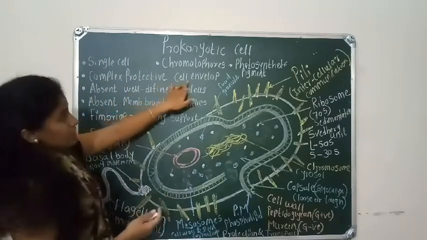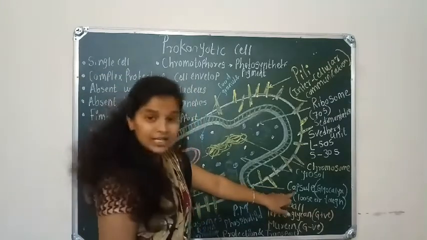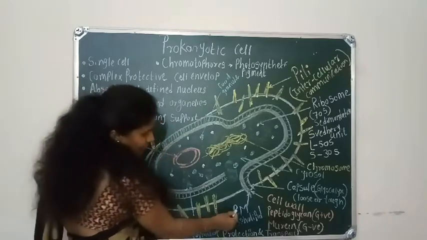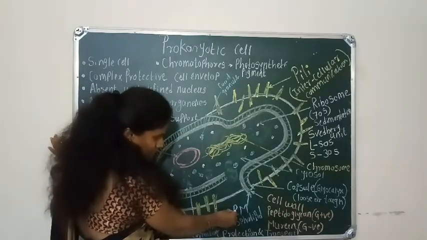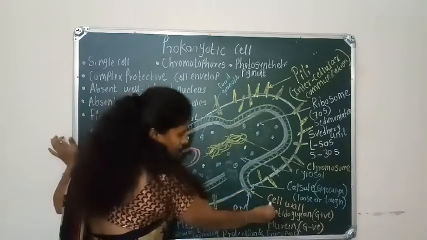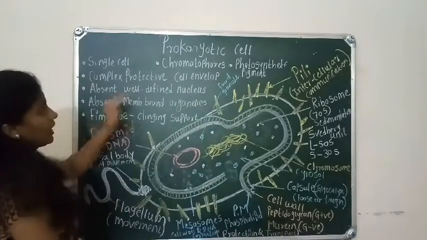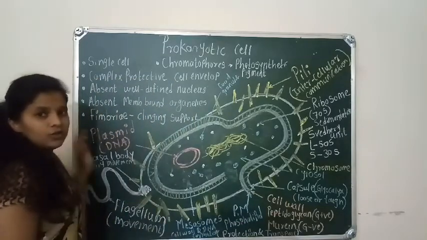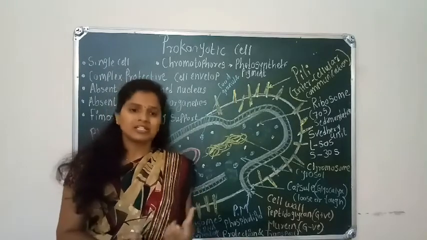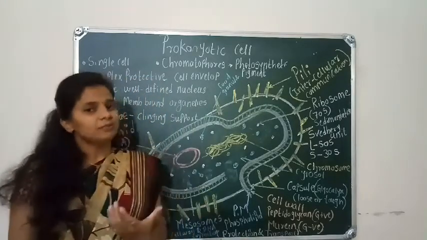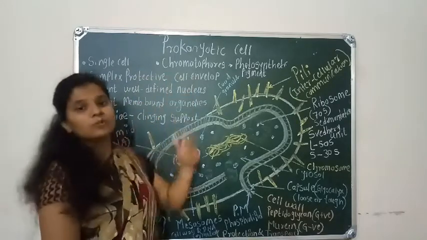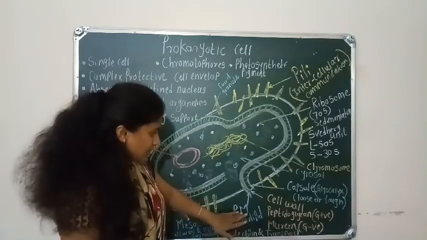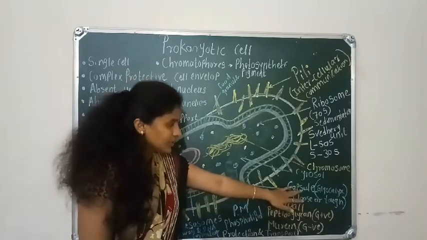The complex protective cell envelope is also known as the capsule. The cell envelope is made up of 3 layers. First, the blue color indicates the plasma membrane. Then the orange color indicates the cell wall of the cell envelope, and last, the capsule, which is the outer layer. So the prokaryotic cell is a single cell, and it consists of a protective cell envelope made up of 3 layers: first is the plasma membrane, second is the cell wall, and third is the capsule.